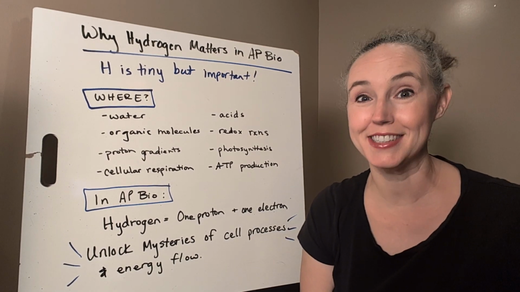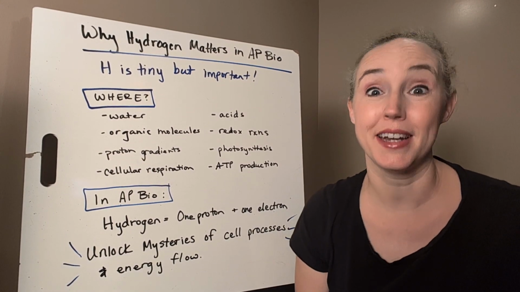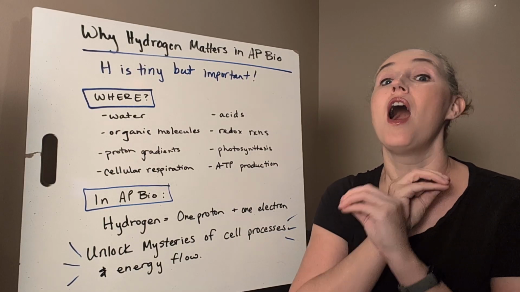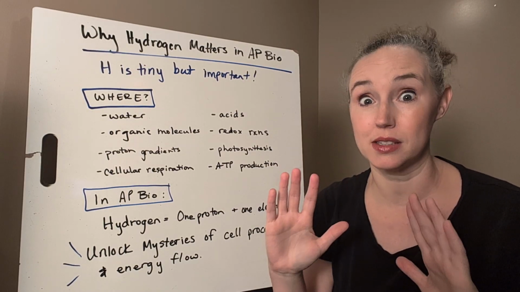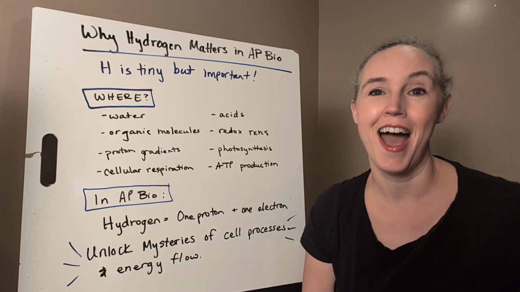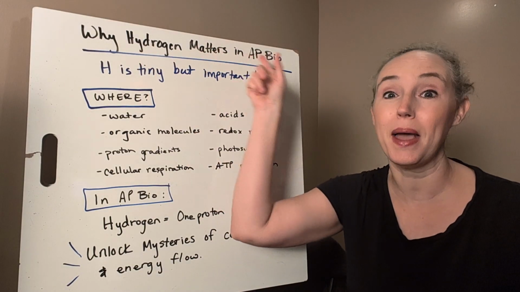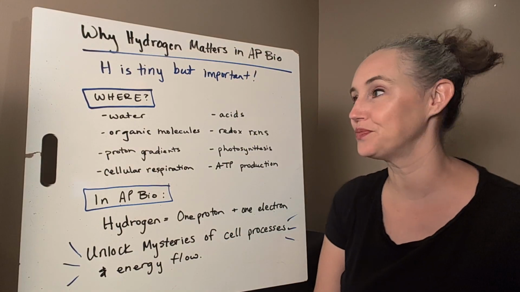Hydrogen may be the tiniest atom on the periodic table, but in AP biology, it is the key to unlocking the mysteries of some of the most complicated processes that go on in cells. Hi, I'm Miss Parrott, and in today's video, we're going to be looking at why hydrogen matters in AP biology.